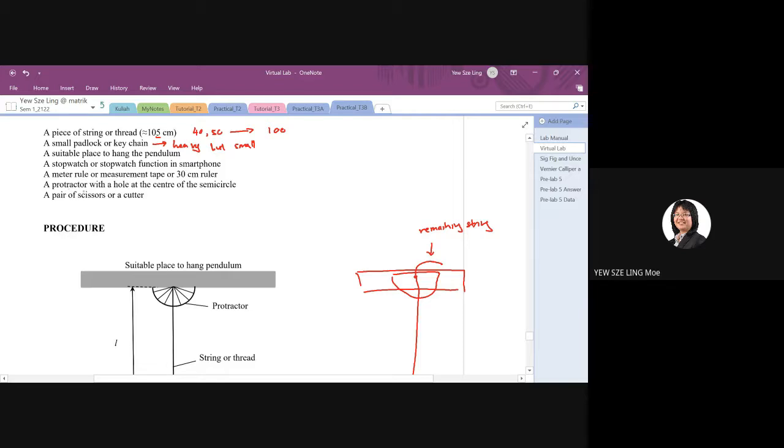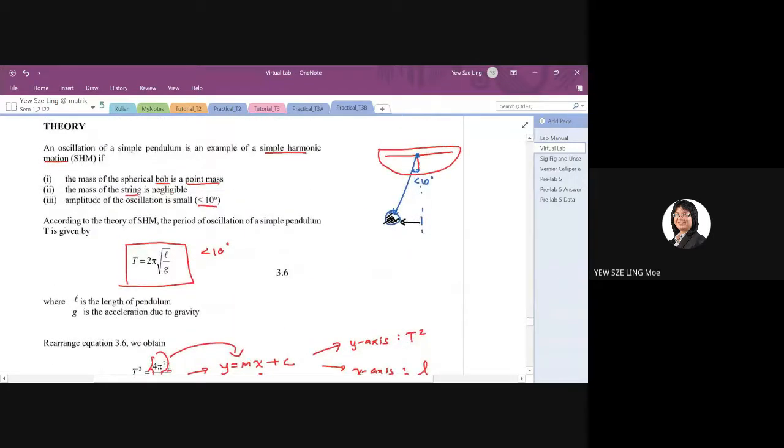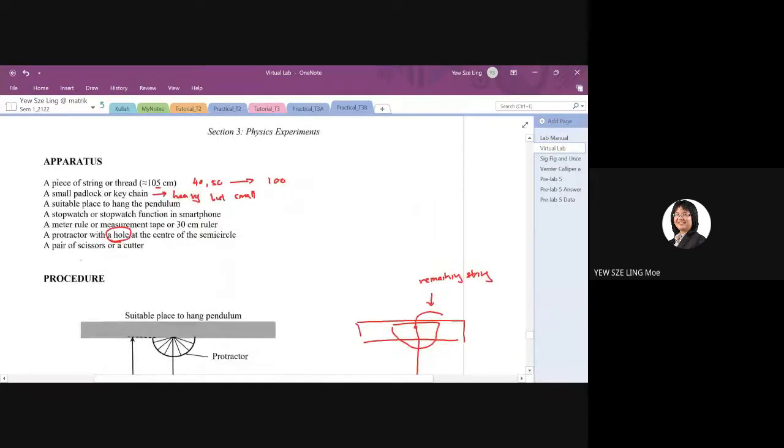And then a protractor with a hole at the center. This hole represents the place that I showed you just now, the blue color dot, because that is the origin. Your string needs to start from here, otherwise you cannot get a correct angle. If you don't put it here, then the angle would be wrong. That's why it asks you to have a hole.